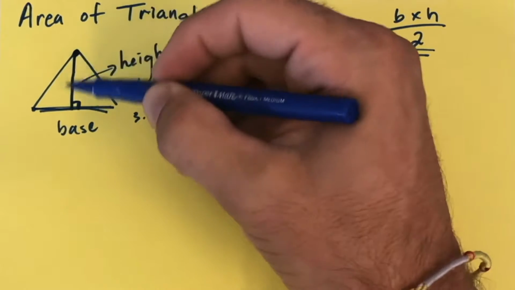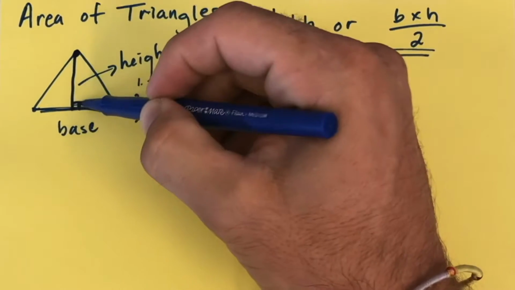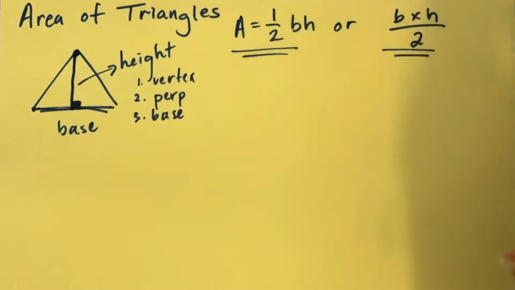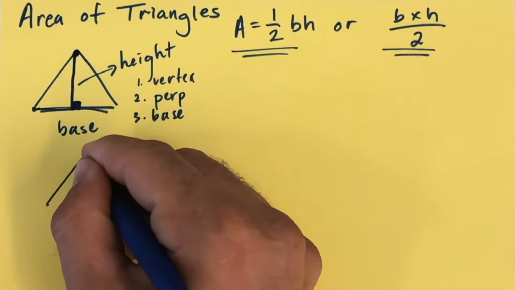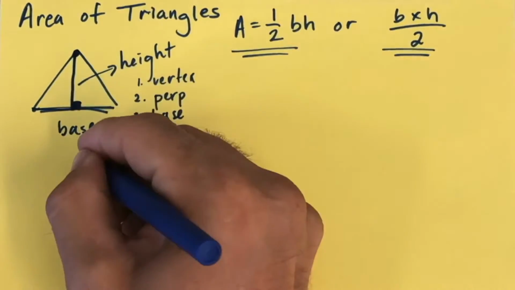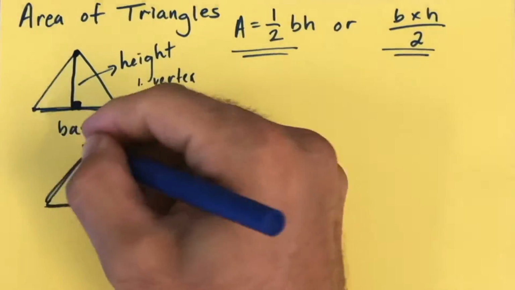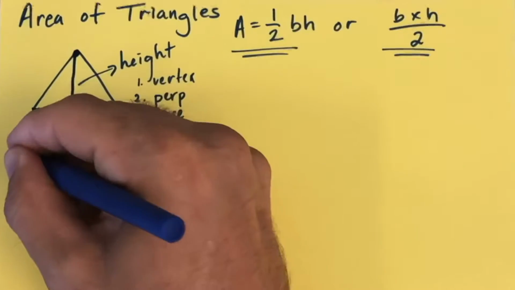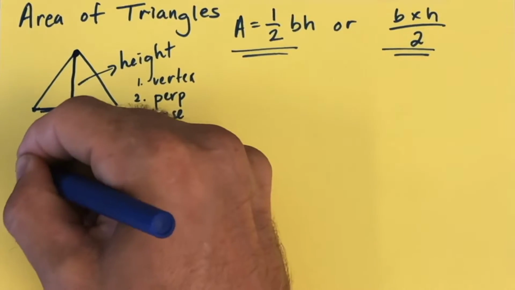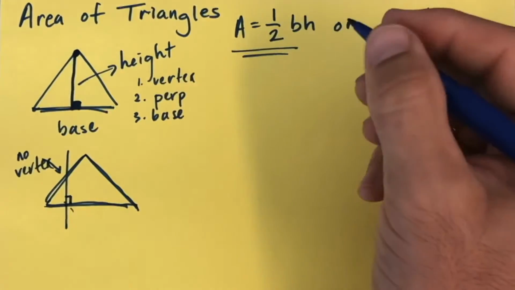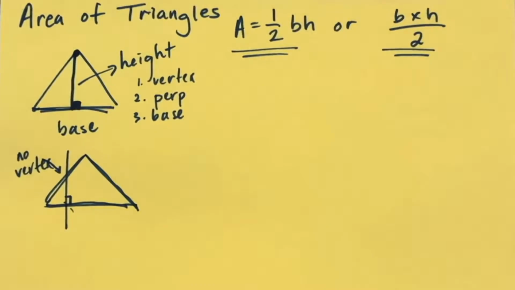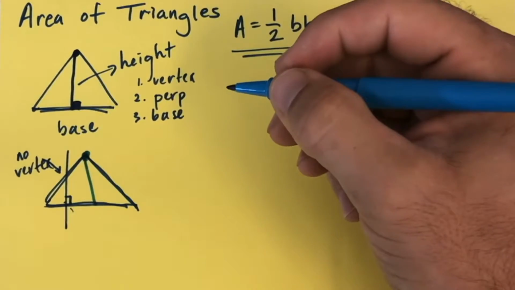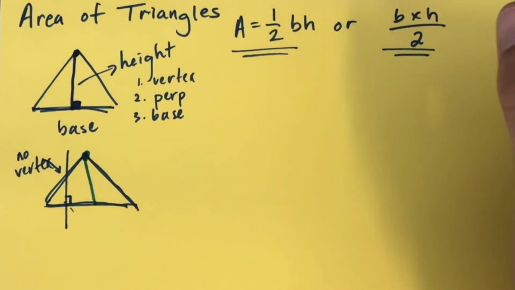It needs to be connected to the vertex. It needs to be perpendicular to the base. We show that with the right angle. And so perpendicular, vertex, base. So for instance, if I had a triangle and one of the lines was over here, it's perpendicular to the base, but there isn't any vertex here. That we cannot consider as a height. Or maybe I have a line drawn from the vertex but not perpendicular to the base. We can't use that as a height either.